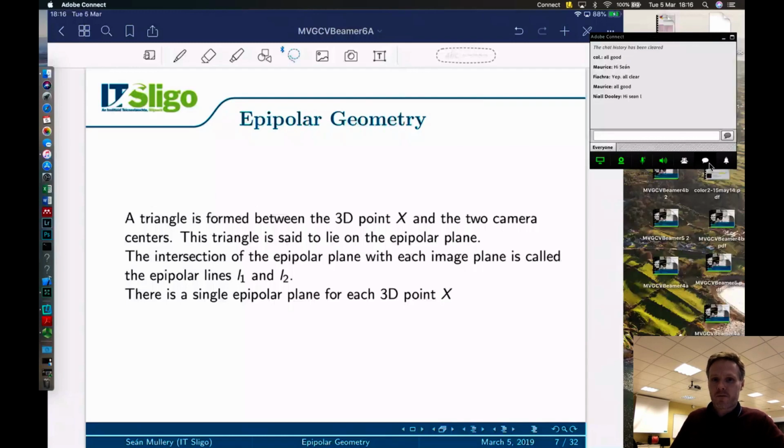So a triangle is formed between the 3D point X and the two camera centers. This triangle is said to lie on the epipolar plane. The intersection of the epipolar plane with each image plane is called the epipolar lines, and we saw how they would appear within the image. So we'll call them L1 and L2. And there is a single epipolar plane for each 3D point X, a plane that's associated with that. So for each 3D point, we're going to have a set of correspondences between the two images, and between all that information we can form this plane and work from there.